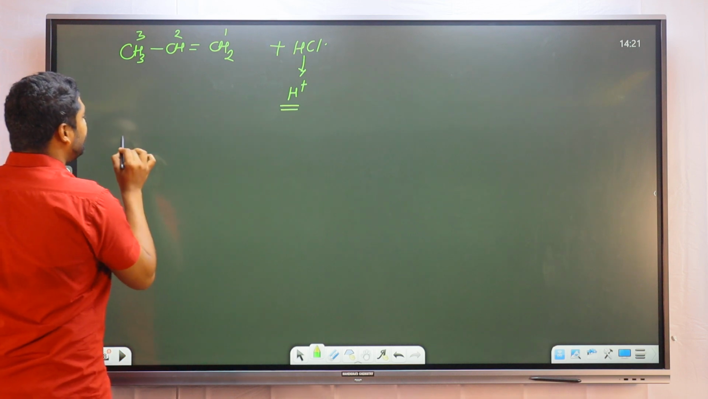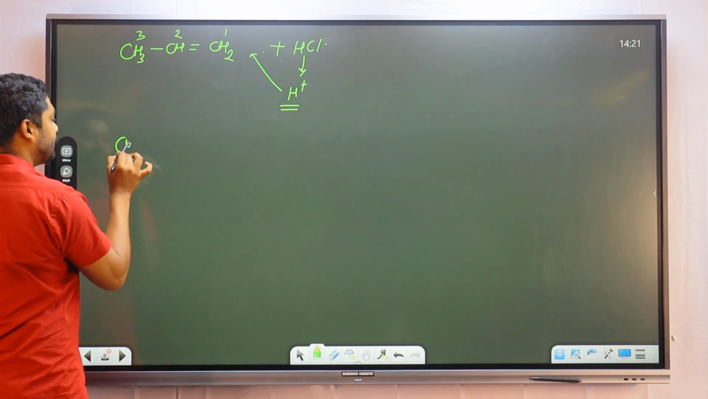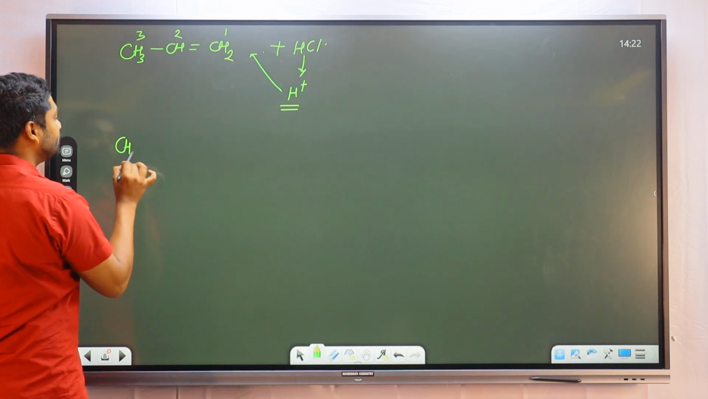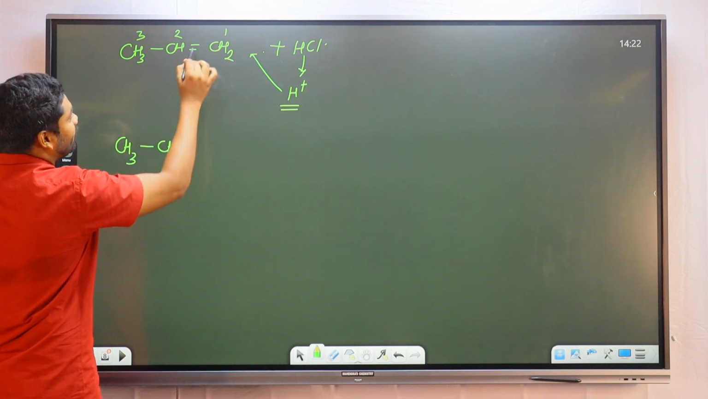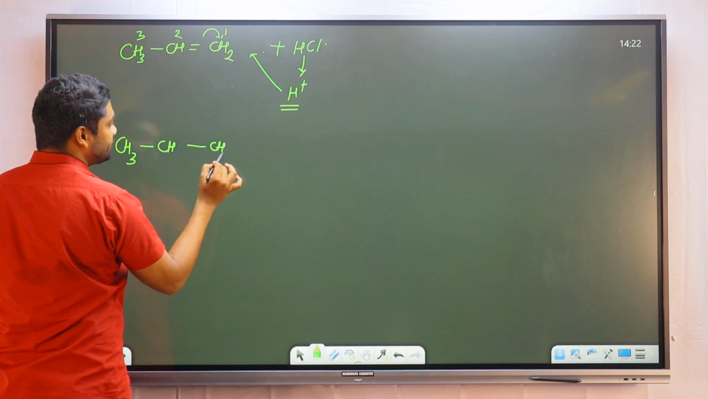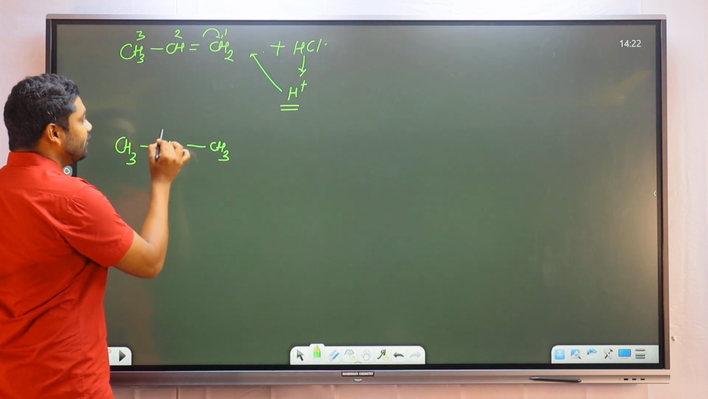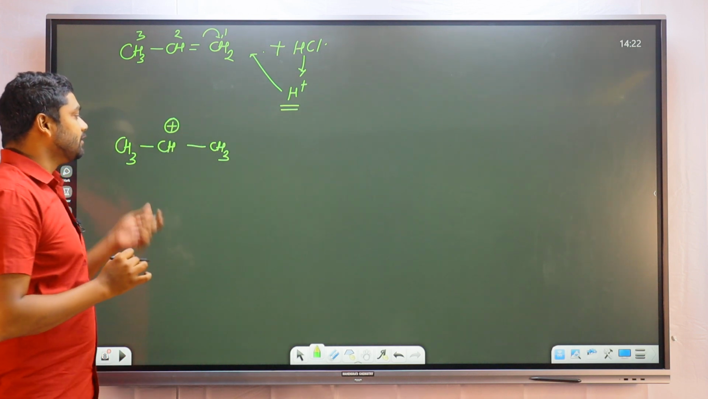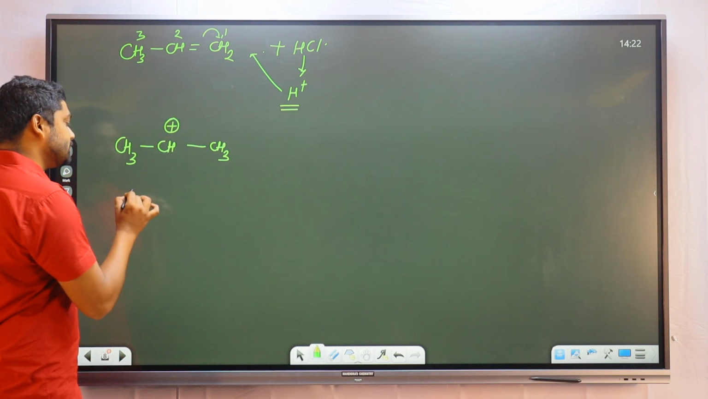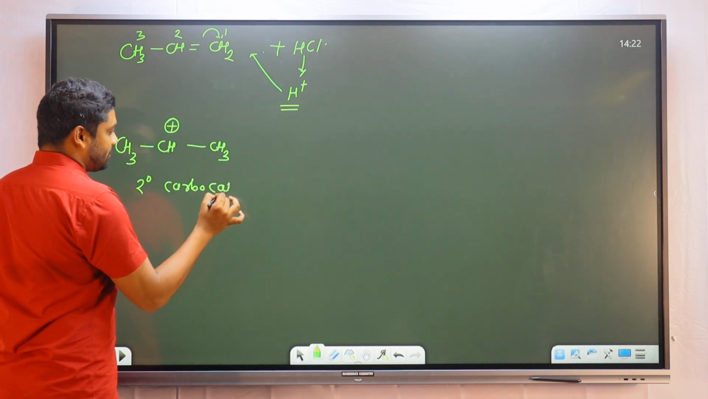So let us check its choices. Suppose it is going towards CH2. The electron pair is donated to CH2, and CH2 donates to H and becomes CH3. Because of the loss of electron, your CH becomes CH plus, and I call it a secondary carbocation.